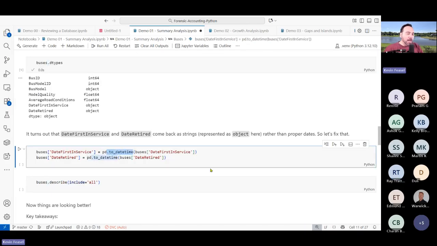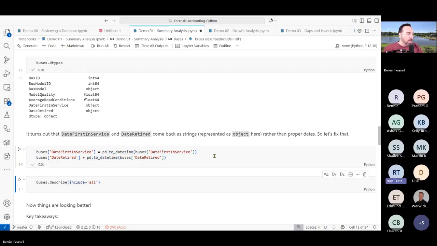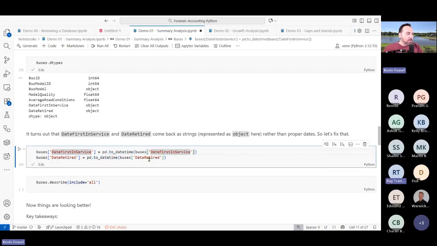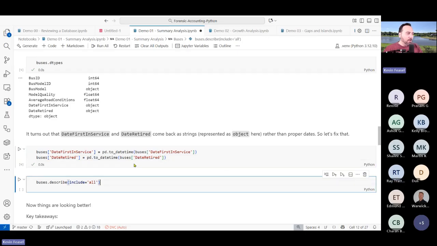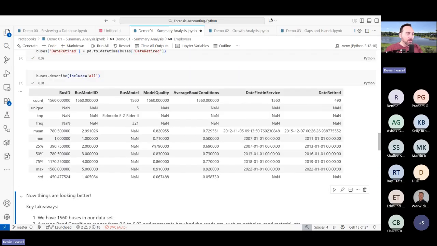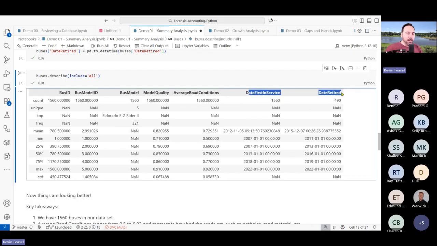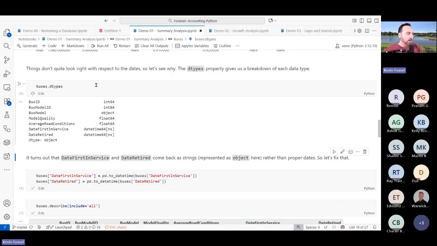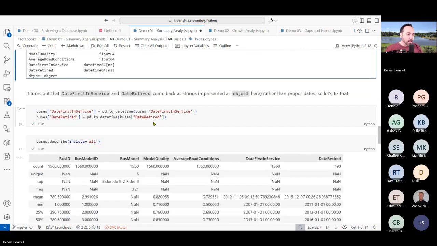So I can change it to a date time by using the toDateTime method. And so we'll do that for date and first in service and date retired. And now I'll describe these attributes again. And notice that after changing these two from strings or objects to date time types, and by the way, if I rerun date types, we see date time 64. So now it is a 64-bit date time that is valid down to the nanosecond.